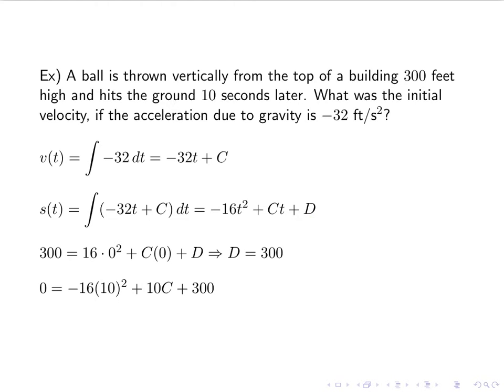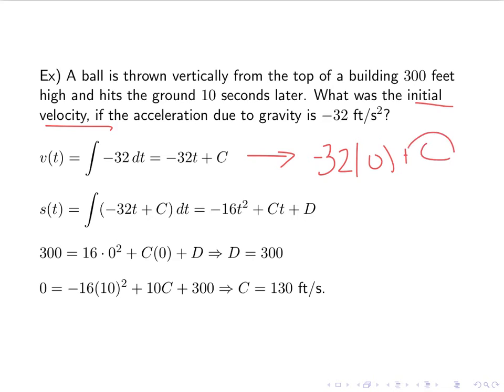So the other equation, s was 0 and t was 10. So 0 equals negative 16 times 10 squared plus 10 times c plus d, which we know is 300. And then I solve for c. And if we do it correctly, we should be getting 130 feet per second. So now I have to go back to what is the question asking. So what was the initial velocity? Again, initial means t is 0. So if t is 0, then my velocity is just c, my initial velocity.